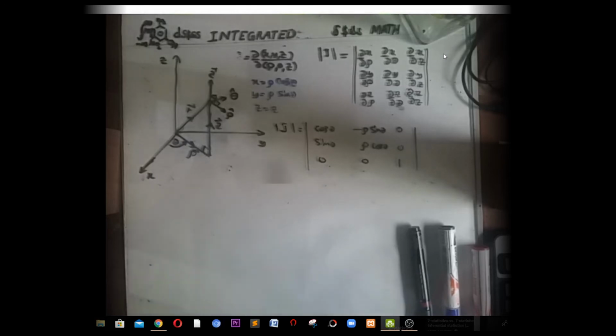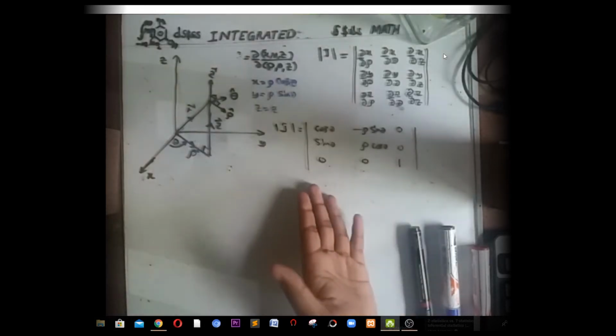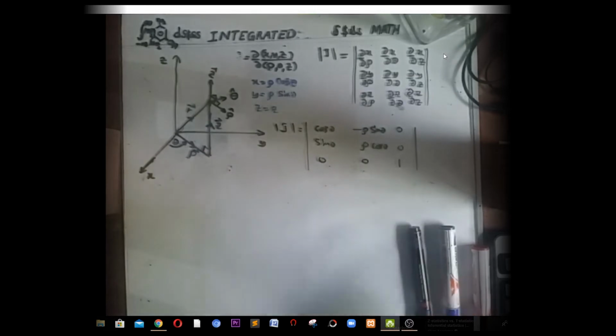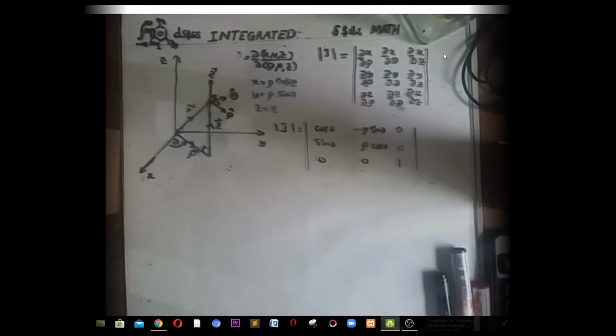Today I'm going to continue the last session, the Jacobian matrix related to the cylindrical coordinate system. Let's see how the calculation goes. Here I stopped at the determinant of the Jacobian matrix. Let's see today how this can be applied in an application.